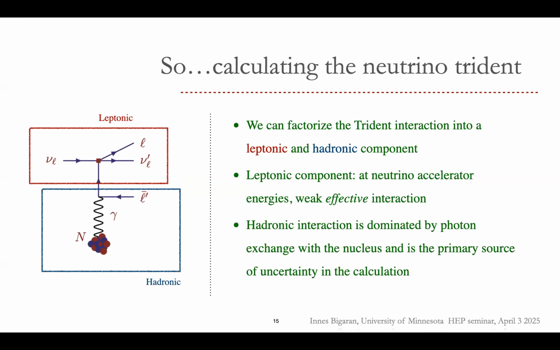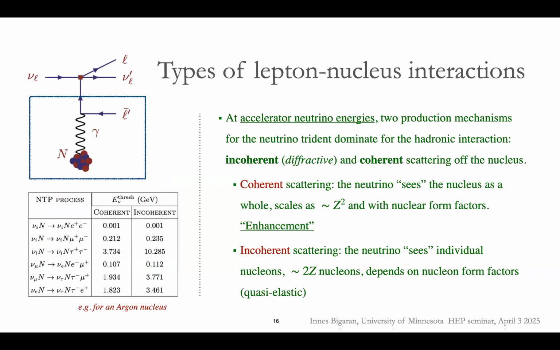So we go about calculating the trident by factorizing the interaction into both a leptonic and a hadronic part. This leptonic component, as we said before, is this contact interaction that's just standard model physics or some BSM physics perhaps. But for the purpose of this, we're just focusing on a standard model trident. So this is just the interaction with the W or the Z. And then we have a hadronic interaction. And this is messy because we don't perfectly understand what's happening with hadrons, but we can do a great job of modeling them. However, the main sources of uncertainty in this calculation come from an understanding of this hadronic interaction. Indeed, the hadronic interaction is dominated by photon exchange with the nucleus, and we will see that it is often the primary source of uncertainty.